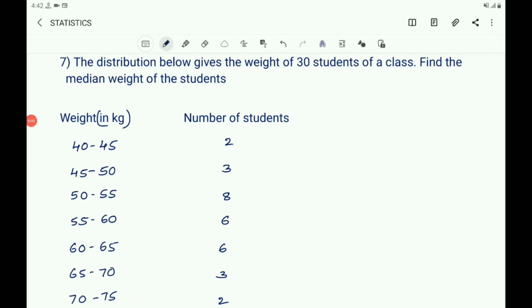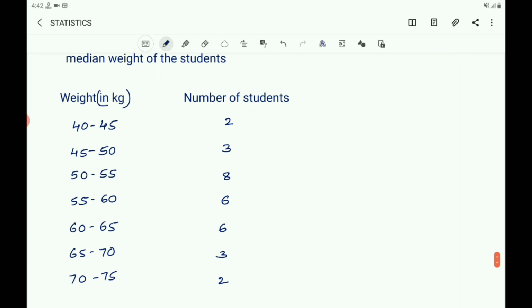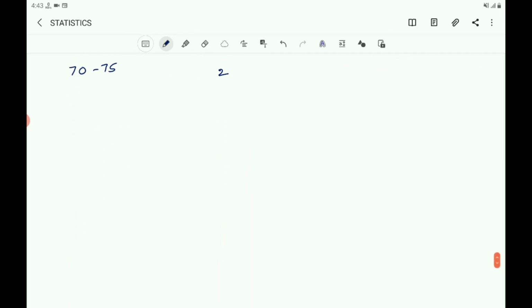Now the seventh question. The distribution below gives the weight of 30 students of a class. Find the median weight of the students. Here the first column is weight in kg, given in terms of class interval, and the frequency is the number of students. Now we have to find the cumulative frequency. So you take the column here.